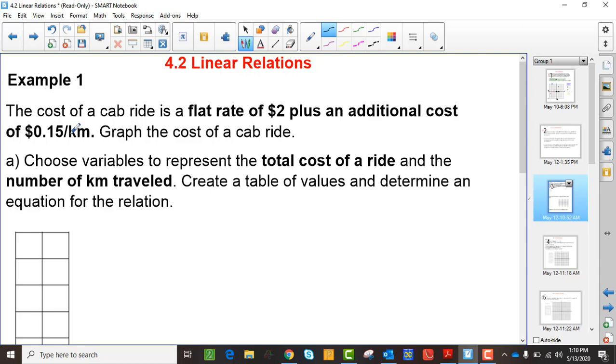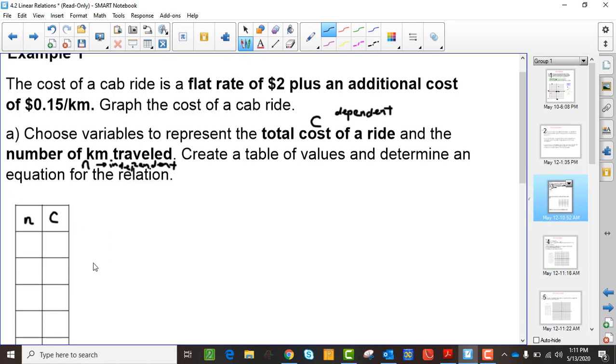Okay, so we're going to choose a variable to represent the total cost of the ride, and I'm going to call that C. And the number of kilometers traveled, I'm going to call that N. And I'm going to say this is my independent variable. Okay, and I know it's small, but it's the independent, and this is the dependent. So what I'm going to do is the independent goes in the X, and then the cost is going to go in the Y. So we want to create a table of values.